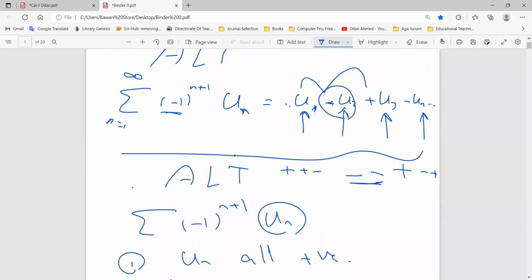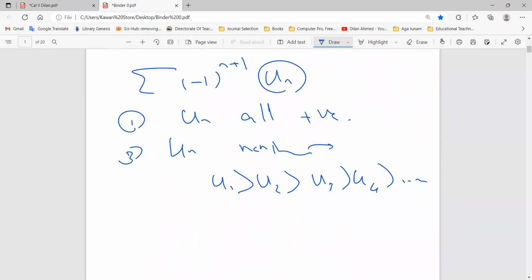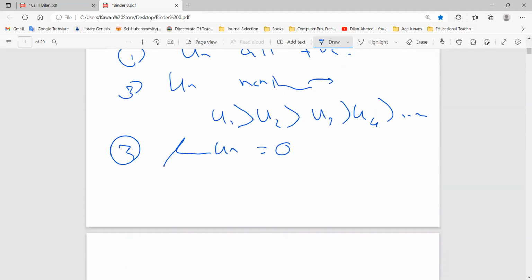So the first term is the biggest, the largest term. Besides counting the minus, we say that we don't care about the sign here. So it should decrease. The third one says that the limit of U_n should be equal to zero. Then I can state the result: if my alternating series satisfies all these three conditions, I say that it converges.